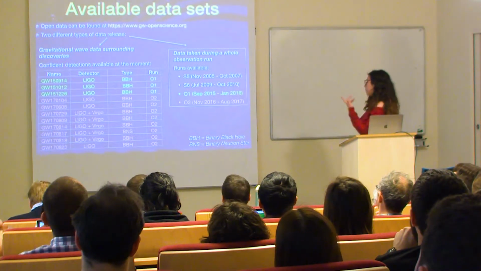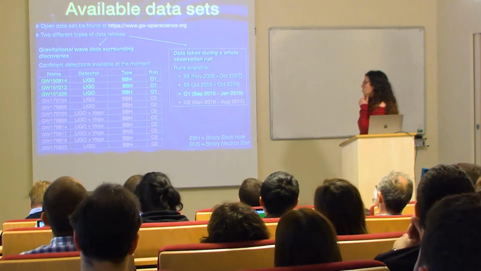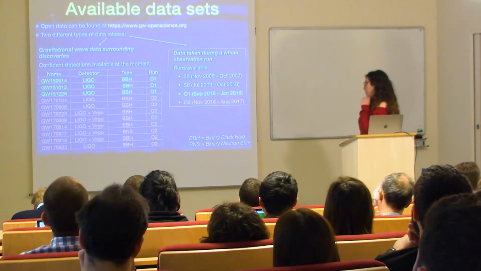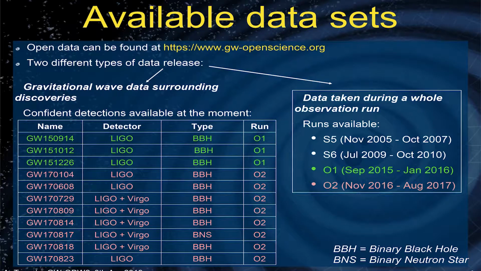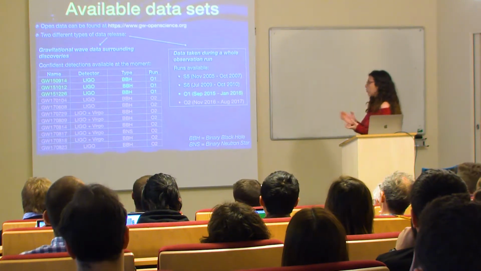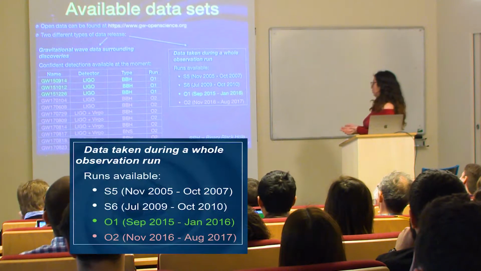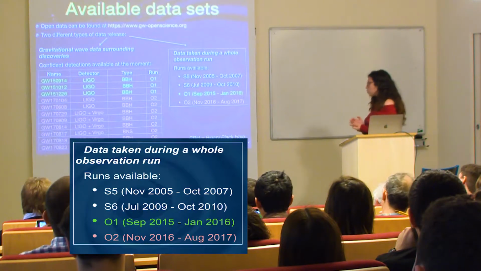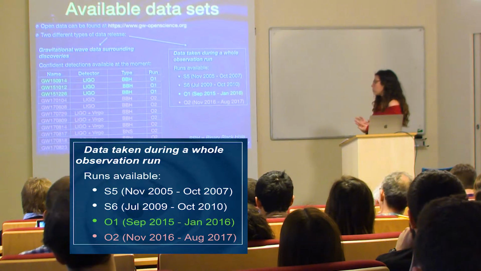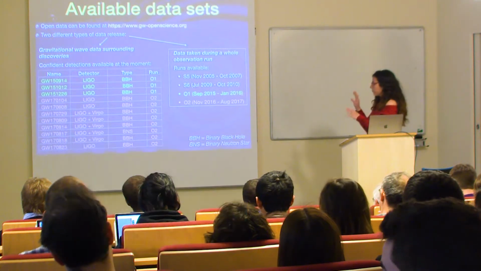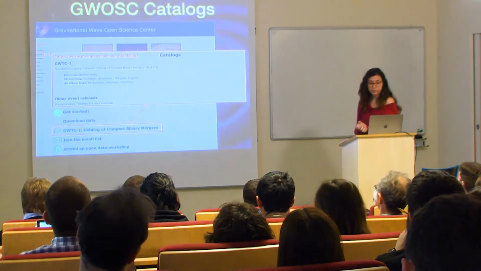And all are BBH except the GW170817, which is a binary neutron star. And then in terms of bulk data release, you find, besides the old runs S5 and S6, the more sensitive ones: O1, that was between 2015 and 2016, and O2, that was between November 2016 and August 2017. I will discuss this a bit better later.